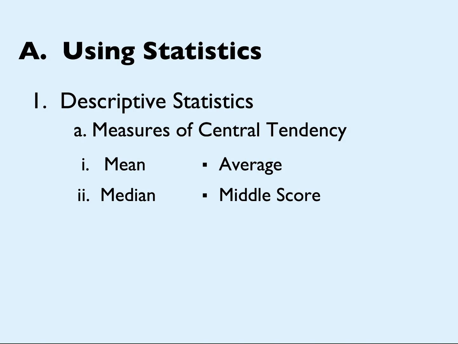Same thing could go the other way. What if we had a test where most people got in the 90s, but 3 people got a 50? That's going to bring the average down. So that also wouldn't be a good place to use the mean. That's where you'd use a median.